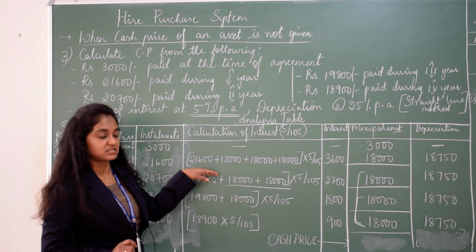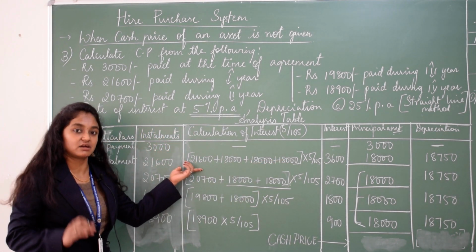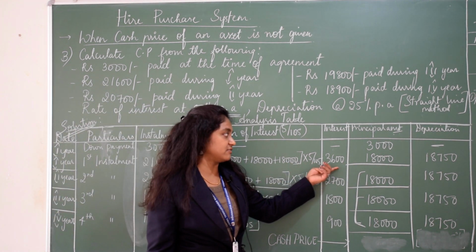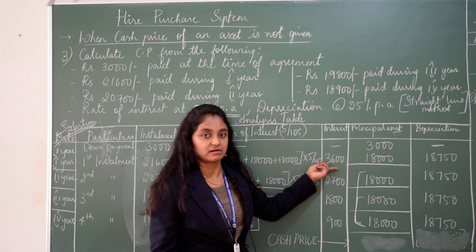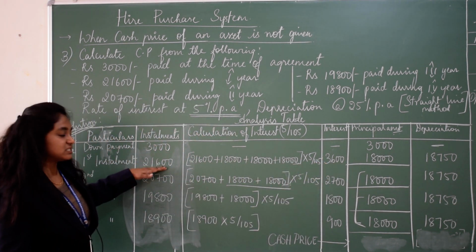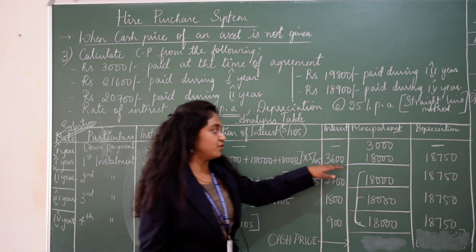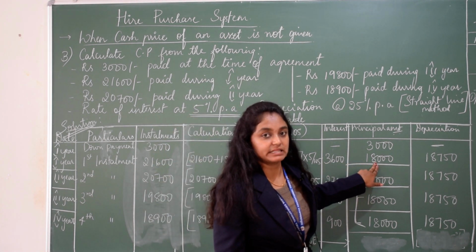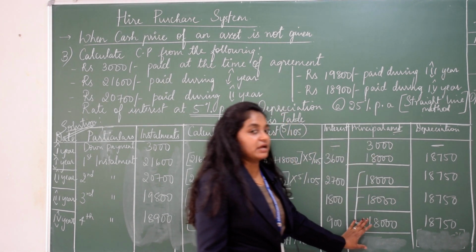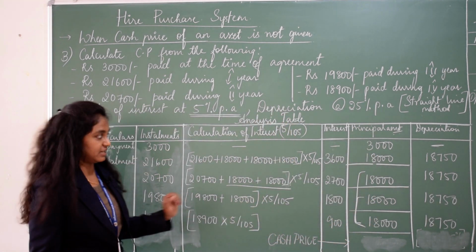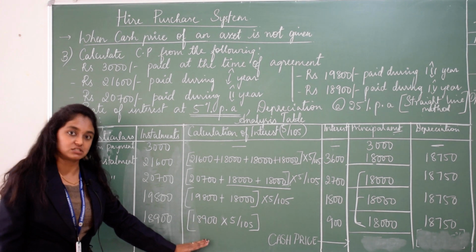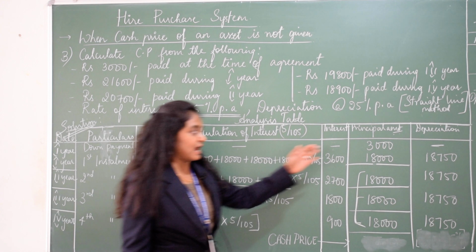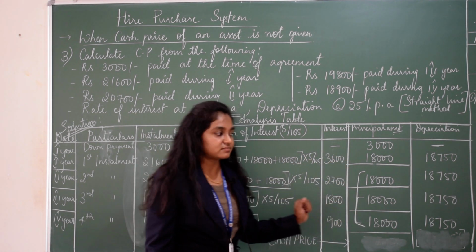So 3 times 18,000 plus 21,600 first installment into 5% rate of interest, you are arriving with the value of 3,600 rupees. So from 21,600 rupees, if you remove 3,600 rupees, you are amounting to principal value of 18,000. So this is how we got the principal value for all the years. Calculation of interest also is done. So this is how the calculation of interest will be calculated, and the principal values will also be done.